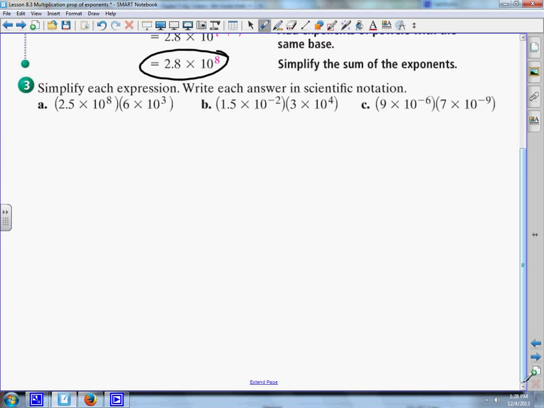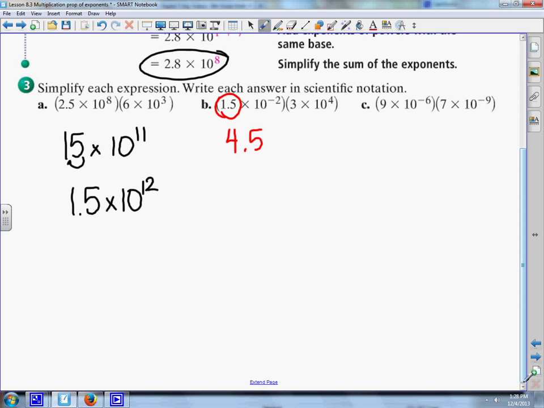Okay, so first I'm going to do 2.5 times 6, which is 15. And then 10 to the 8th times 10 to the 3rd is 10 to the 11th. And then I have to move this to make it 1.5. So 1.5 times 10 to the 12th. You're going to add an exponent because you're making your number smaller.